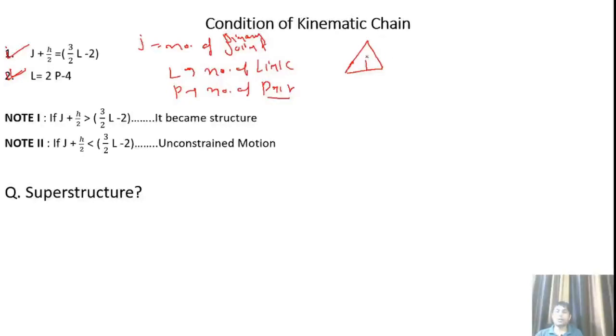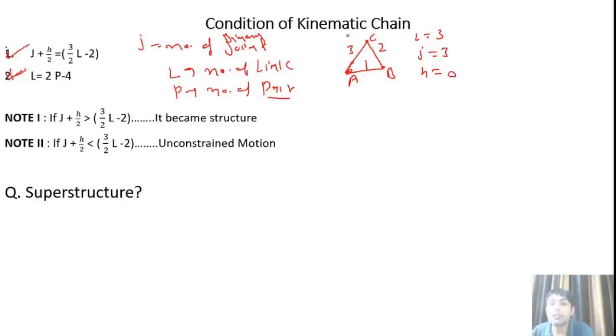Let there be link 1, link 2, link 3. Then the number of links L is equal to 3, and the joints are joint A, joint B, joint C, so J is equal to 3. Now H: there is no higher pair. H is equal to 0, because a higher pair has line or point contact, but these are all 3 turning pairs, and a turning pair is a lower pair, so there is no higher pair.